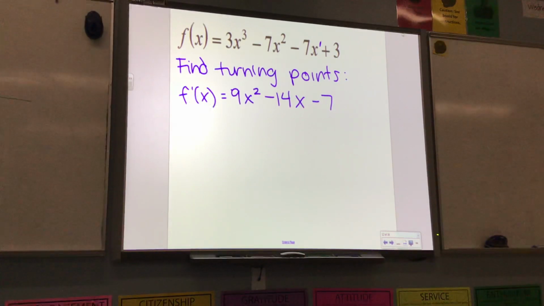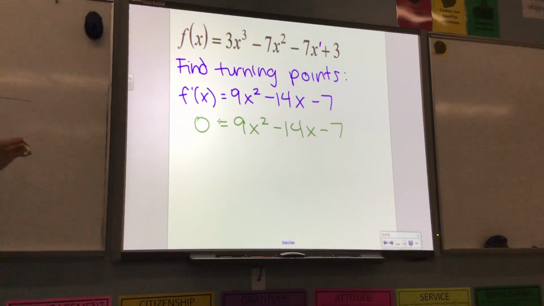To figure out, this is the slope at any point along the graph. So in theory, you could find where the slope equals any value. The only slope we care about is when the slope is 0. So we are going to set this equation equal to 0 and solve it. This is going to find the x value where my graph turns around.